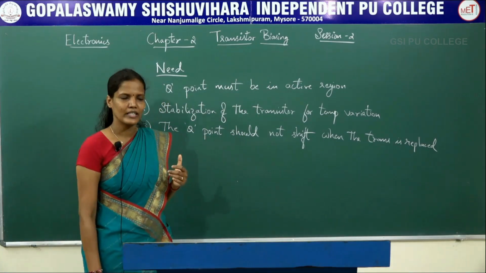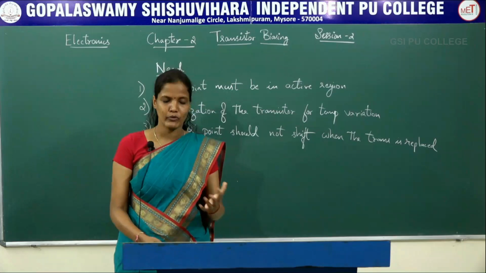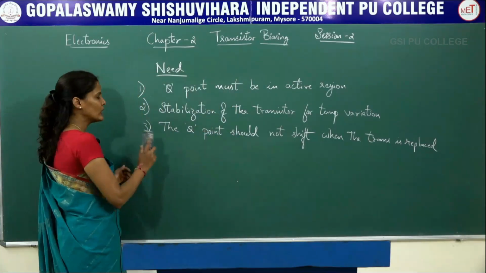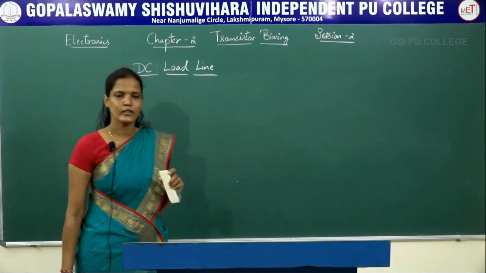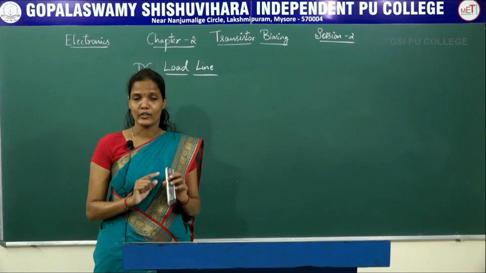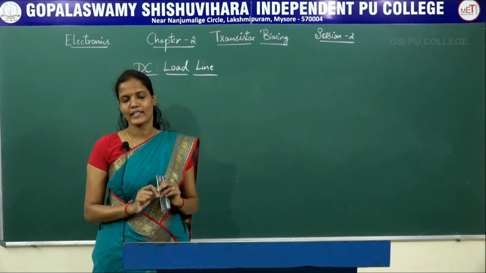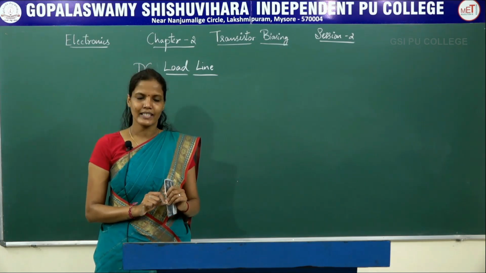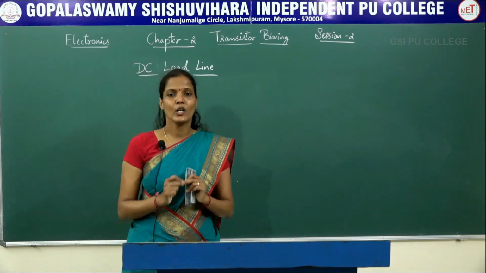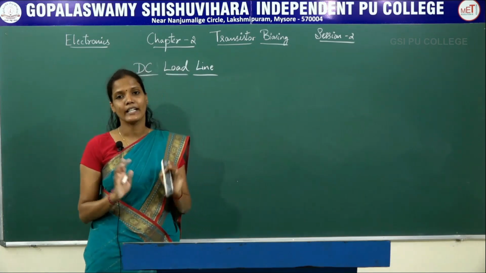Now let us try to understand what this Q point is. Before that, we have to understand what is called the DC load line. What is this DC load line? DC load line is nothing but a straight line drawn on the output characteristics of a transistor representing the output voltage VCE and the output current IC under no signal condition.